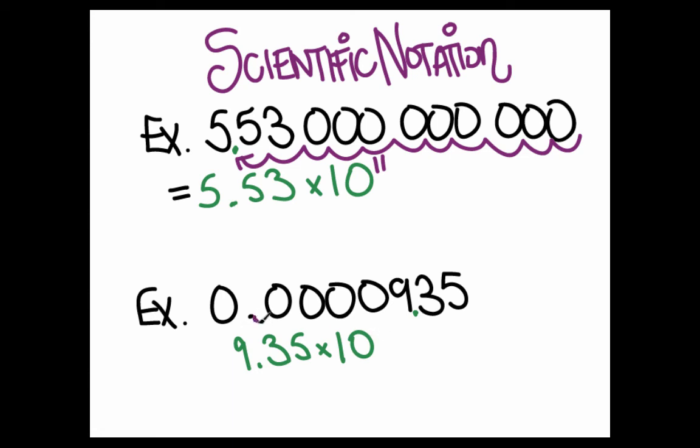So let's count. 1, 2, 3, 4, 5. Moved 5 places to the right. So then it's 10 to the -5. And if you were to plug this value into your calculator, you should get this exact same value, because scientific notation is just a different way of expressing a very small number or a very large number.